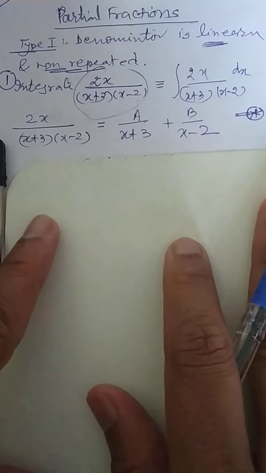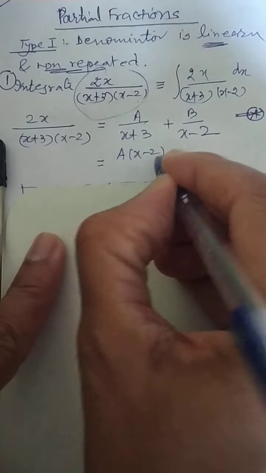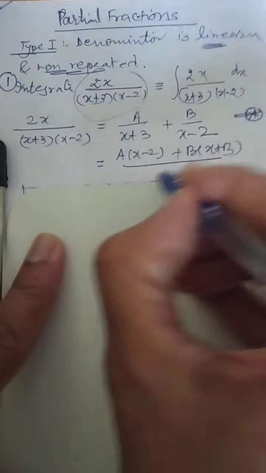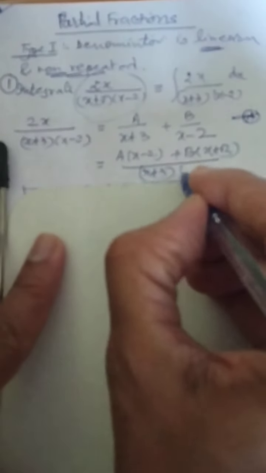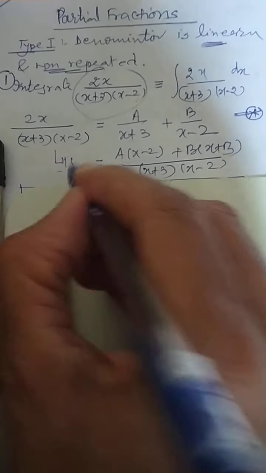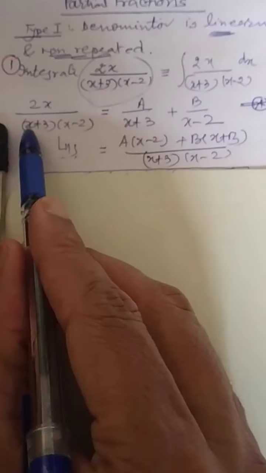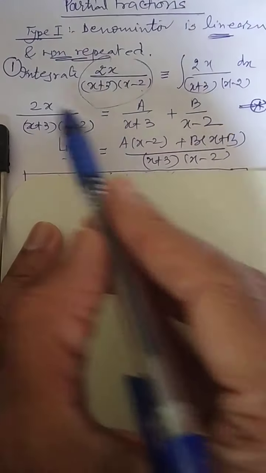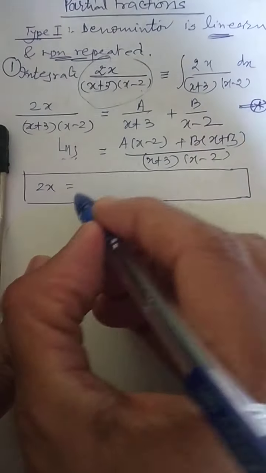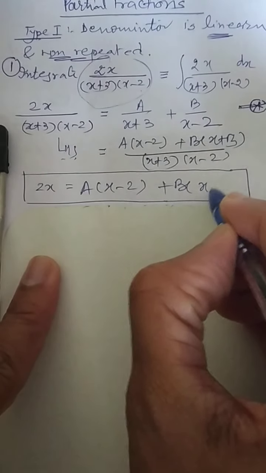Now take the LCM on the right side. If you take the LCM, it will be a into (x minus 2) plus b into (x plus 3), and the denominator will be (x plus 3) and over here (x minus 2). So the left hand side is nothing but the same; there is no change. If you look at the denominator, this expression is over here. It means 2x will be compared with the numerator. So I am just writing this: 2x will be a into (x minus 2) plus b into (x plus 3).